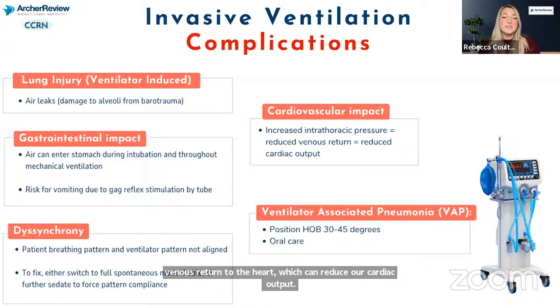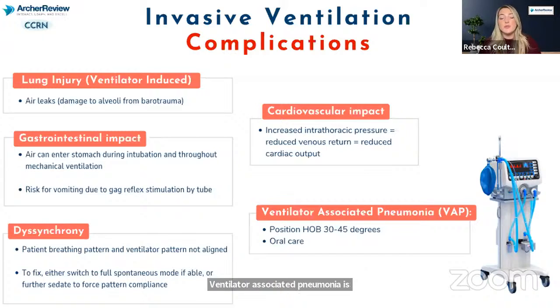Ventilator-associated pneumonia is obviously common. Position, we want to keep our head of bed 30 to 45 degrees. And then do frequent oral care. And this is usually, I mean, hospitals care a lot about their VAP protocols, which is really, really good. ICUs are working very hard to minimize how often a patient is getting an infection from a ventilator. So that's encouraging. We want hospitals to be that way.